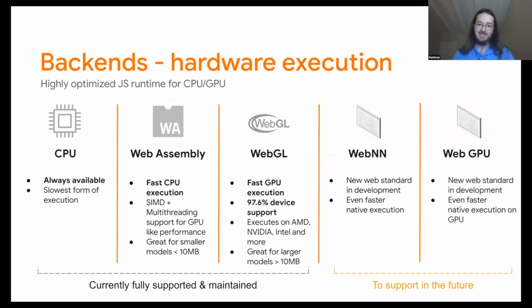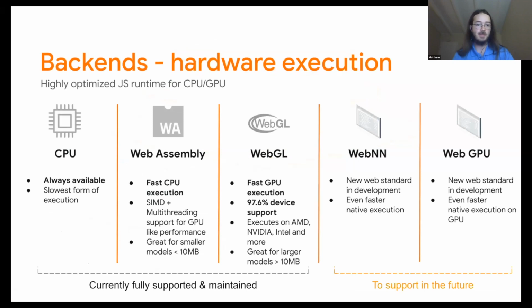So what backends do we have available? We've got the CPU backend, and this is always available, and it's the slowest form of execution. This just runs each machine learning op as JavaScript, so it's pretty much guaranteed to be available. If you're able to run TensorFlow.js, you're able to run the CPU backend.